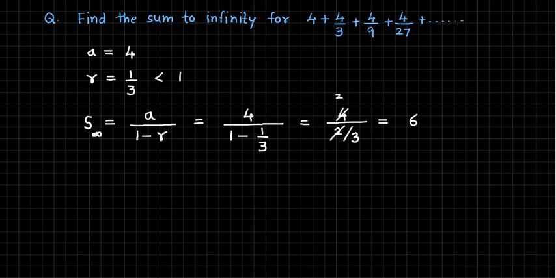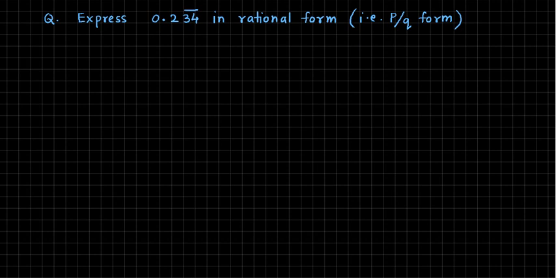Let's go ahead and see one more question. Express this decimal number, which is 0.2, where 34 is the recurring part. So 34 will keep on occurring forever. We have to express this number in rational form.